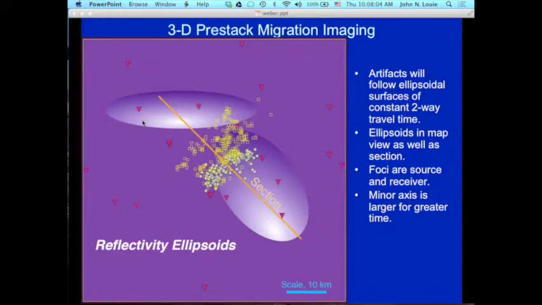Since these are impulse responses, when we have artifacts due to uncorrelated spikes in the data, which in earthquake data there's more than in our exploration data, those artifacts are going to follow the ellipsoidal surfaces of constant two-way travel time. And they're going to be ellipsoids in map view as well as in section view. The minor axis of the ellipse, the width of the ellipse, the larger the time, the larger that minor axis. The major axis, of course, is absolutely set by the displacement vector that connects the source and the receiver.